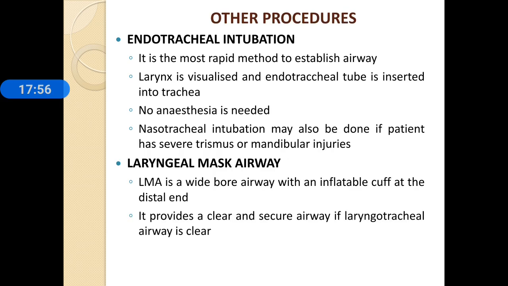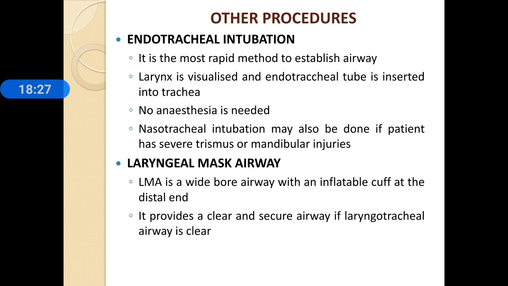Now what are the other procedures that we can do other than a tracheostomy? We can always go for the most important, the easier one, known as endotracheal intubation. It's a more rapid method to establish the airway. The larynx is visualized using a laryngoscope, and then the endotracheal tube is inserted into the trachea. No anesthesia is required. Nasotracheal intubation may also be done if the patient has severe trismus or mandibular injuries, because of which the oral cavity cannot be used for the entry of the tube.